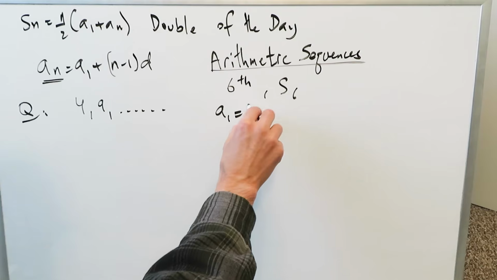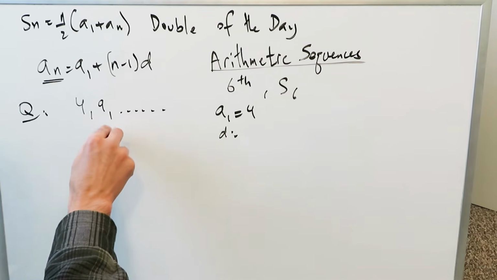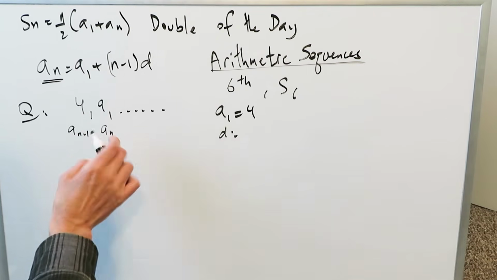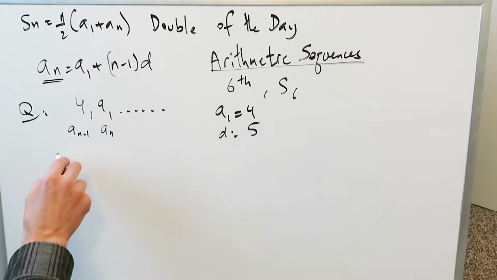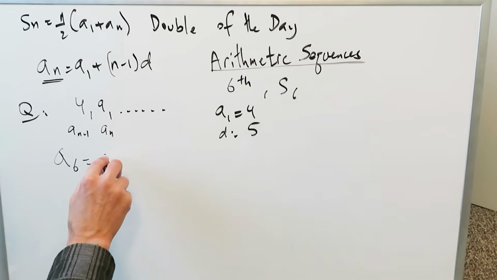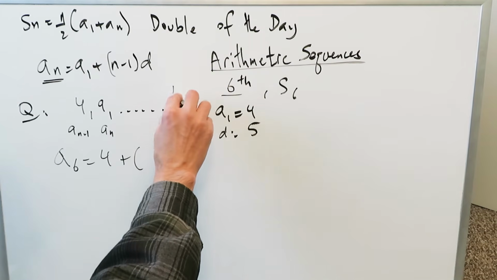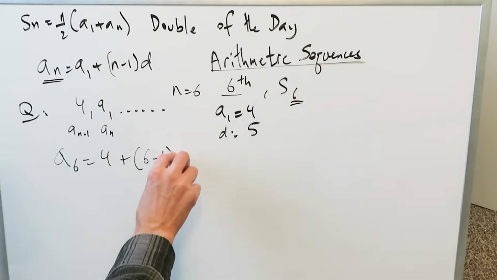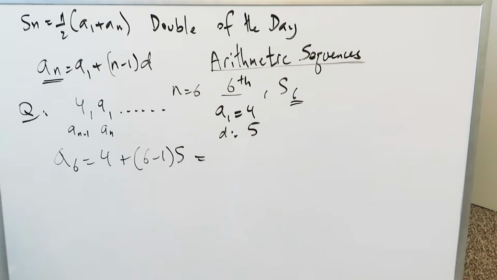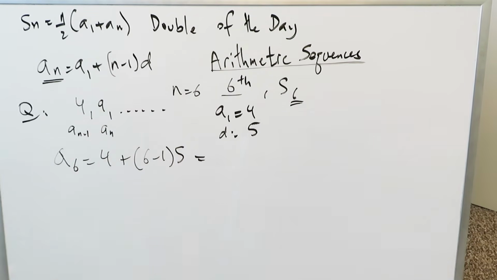Our first item here is 4. Our common difference appears to be a_n minus a_(n-1): we take one term minus the one before, and you have a common difference of 5. Let's look at the sixth term. A6 is equal to the first term 4 plus the total number of items, 6, because we're looking at S6, minus 1 times the common difference 5. Everything just falls into the sequence. You have 6 minus 1 times 5 plus 4, which is 29, and that's our answer.